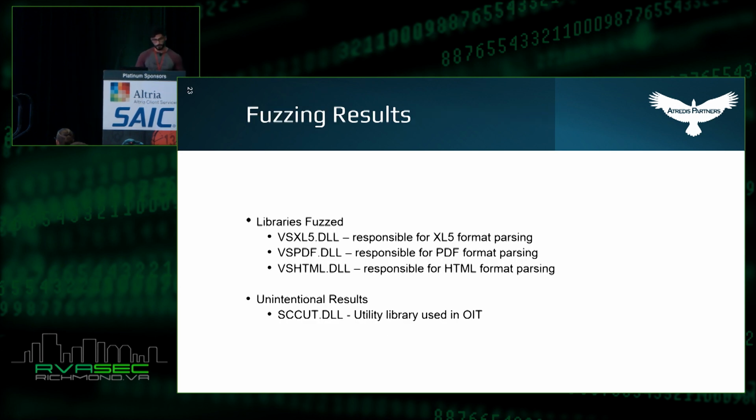Now, our fuzzing results, the meat and potatoes of this. We fuzzed 3 libraries. We had some unintentional results. We fuzzed VSXL5, VSPDF, and VSHTML, and they are responsible for parsing XL5, PDF, and HTML, respectively. The SCCUT.dll is a utility library that's part of Outside In. It's more for setup and so on and so forth.